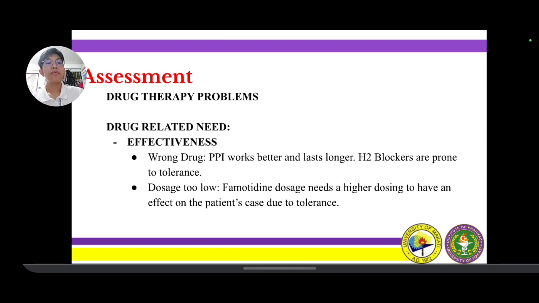Next, the famotidine that the patient is currently taking has a low dosage. Noting that he is also prone to tolerance, the dosage is too low to have a therapeutic effect for the patient. So famotidine needs a higher dosing to have an effect in the patient's case due to tolerance.